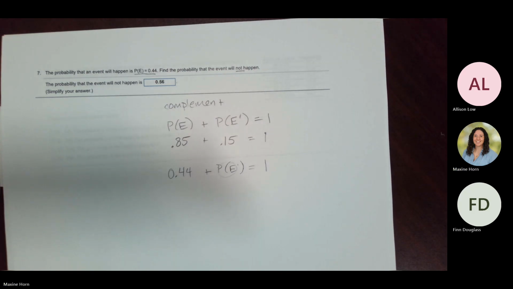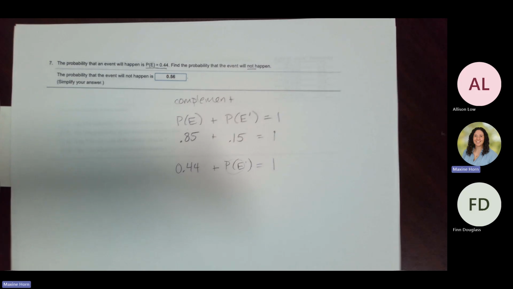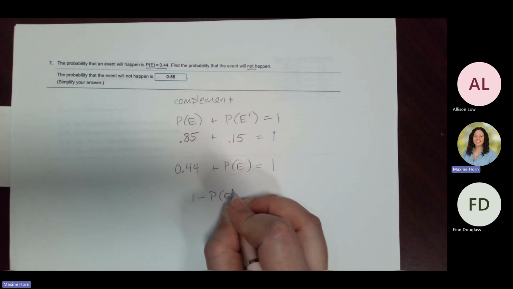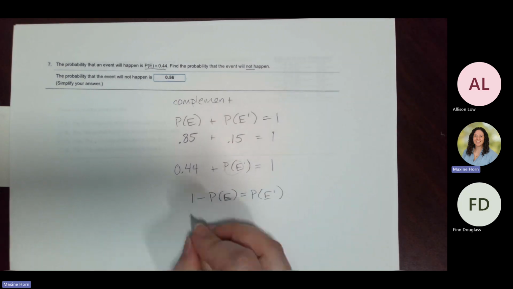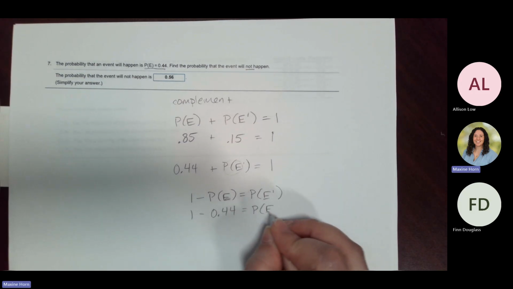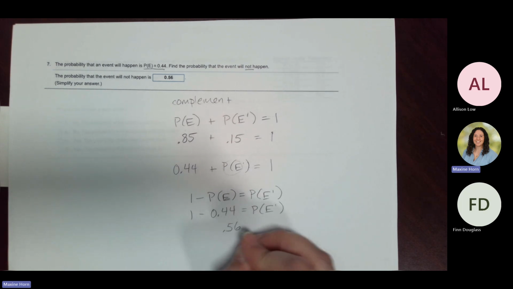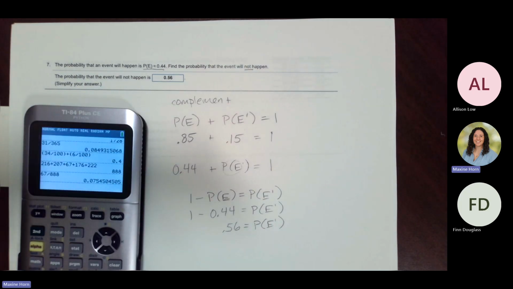So a fast way to do this, instead of reasoning your way through it each time, is to just subtract it from 1, right? Just say 1 minus the probability of E is going to give me the probability of not E. So 1 minus 0.44 is going to give me the complement of that. So 1 minus 0.44 is going to give me 0.56. Right? And we can always use the calculator if you're not 100% sure of doing the math in your head, right?